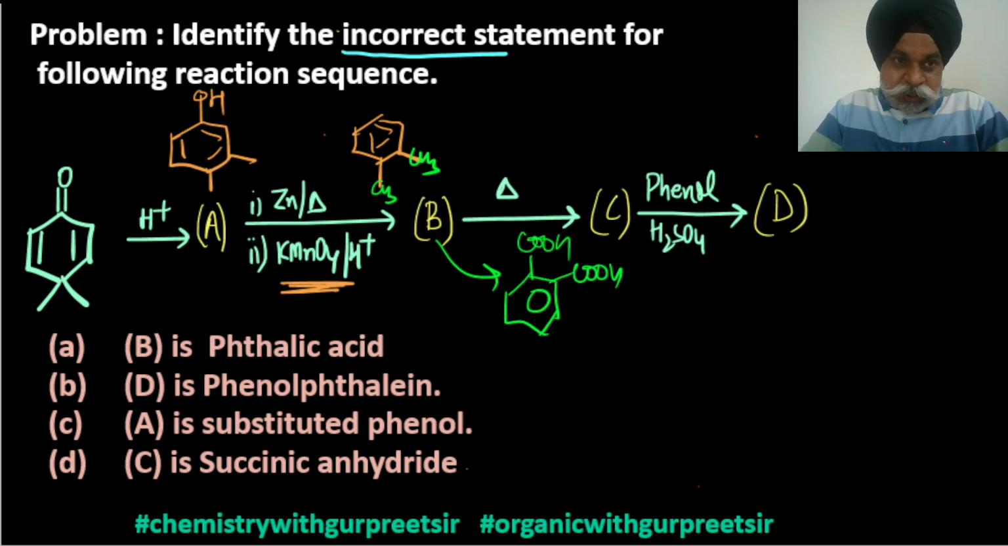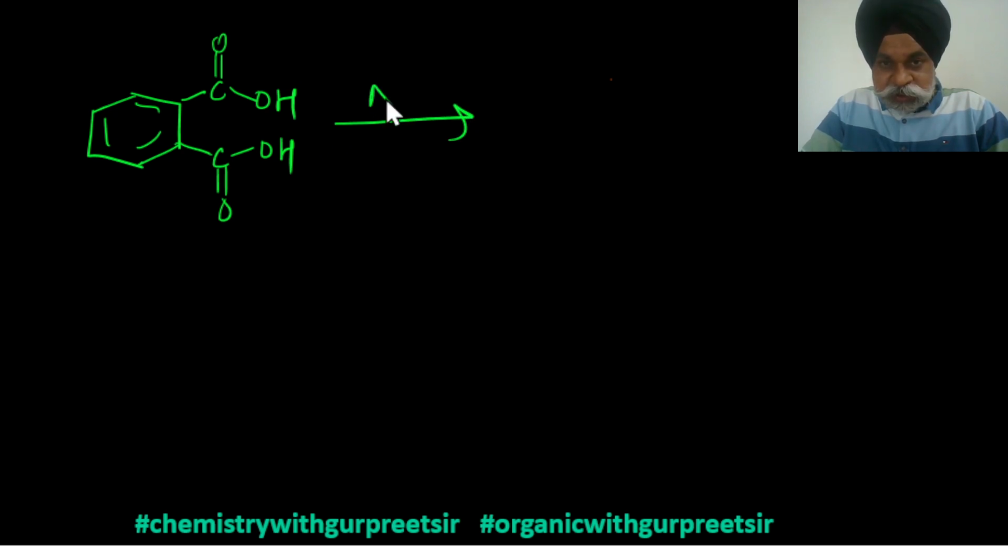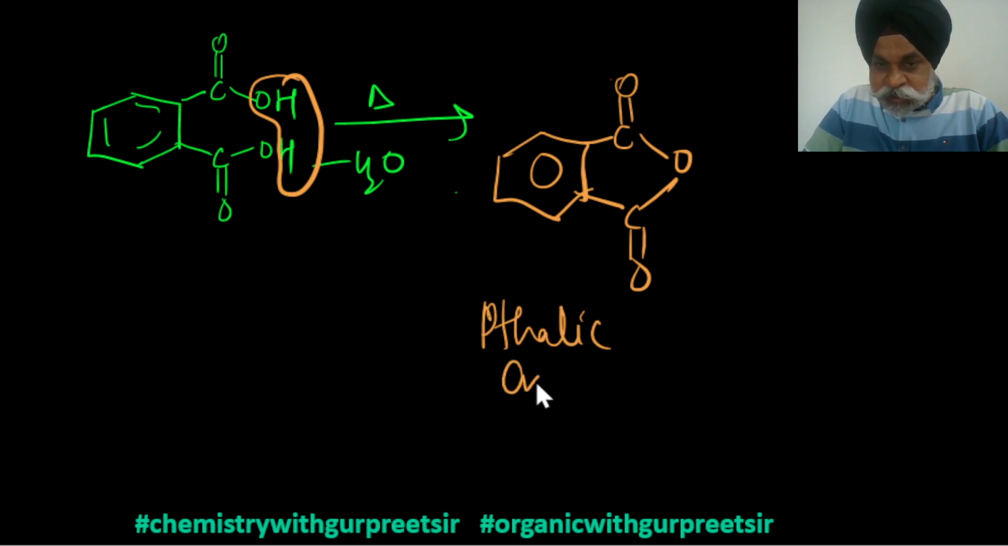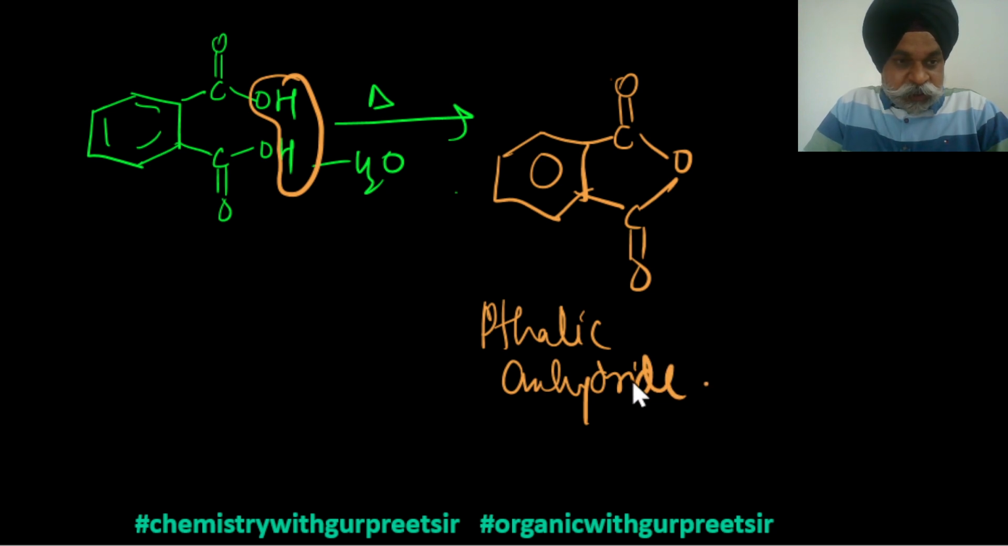Now this is to be heated, and any dicarboxylic acid of the type 1,4-dioic acid, when heated, simply undergoes dehydration. This would undergo dehydration to give a popular compound which we call phthalic anhydride. This we get as one of the products. So good question it is. It is checking a lot of things, and is to be done in 3-4 minutes. Such questions require a good amount of understanding as well as speed, and this comes only if you have done a good amount of practice.